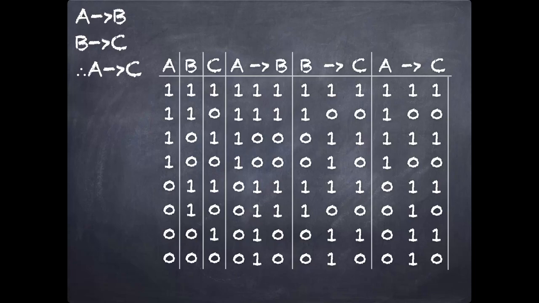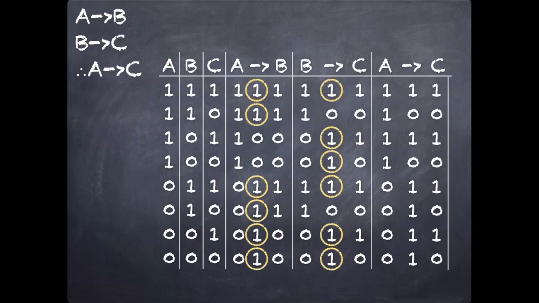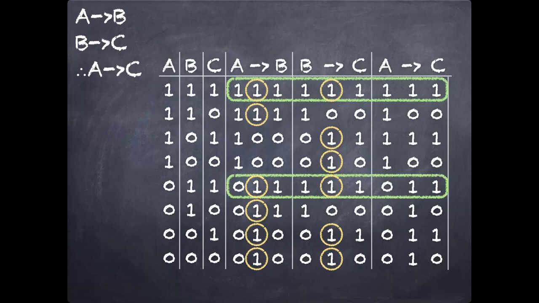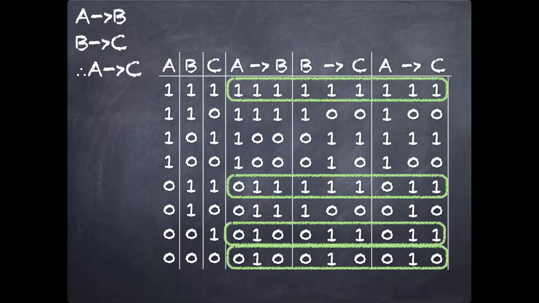How do we use this to think about validity? Remember the definition of validity. Whenever all the premises are true, the conclusion also must be true. So we're only concerned about rows where our premises are true. Let's look at this first premise. It's true here in the first row and the second row and the last four rows. Look at our second premise. It's true here in the first row and these other rows, right? But we only have to worry about those rows where both premises are true, right? So that's here, here, here, and here, okay?